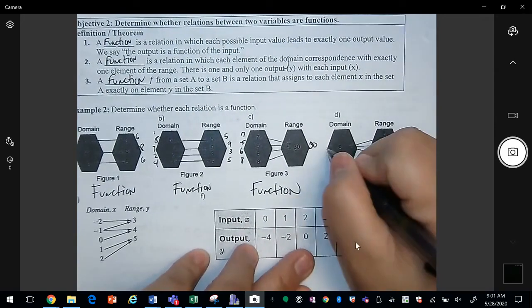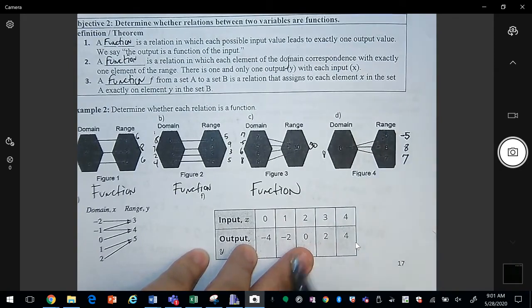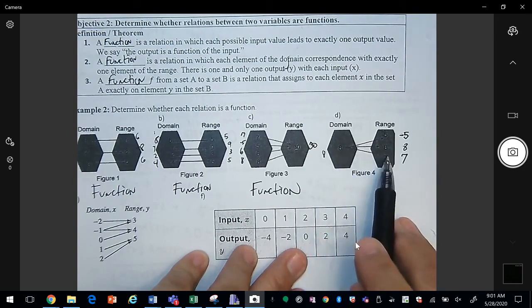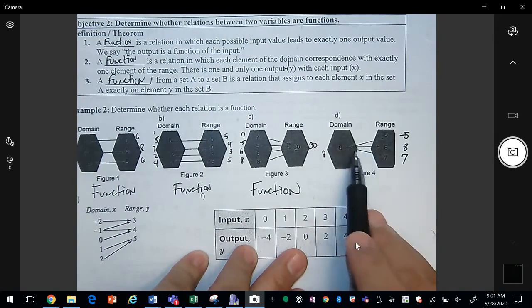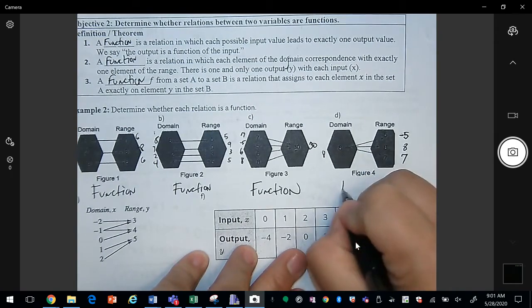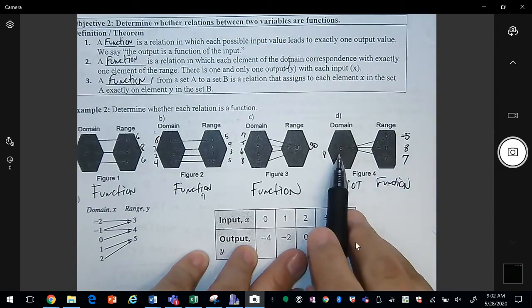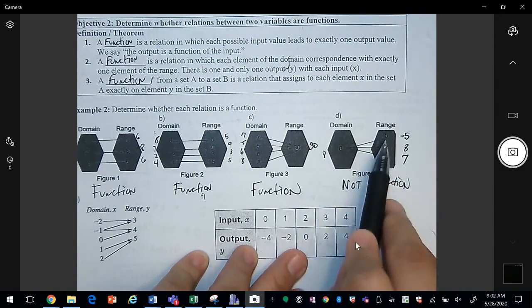And the last one, you have the number 8 here, -5, 8, and 6. So here is 8 going to just one thing on the range? And the answer is no. 8 is going to 3 different numbers in the range. So that makes it not a function. So the important thing is that in the domain, this number should only be assigned to one range.